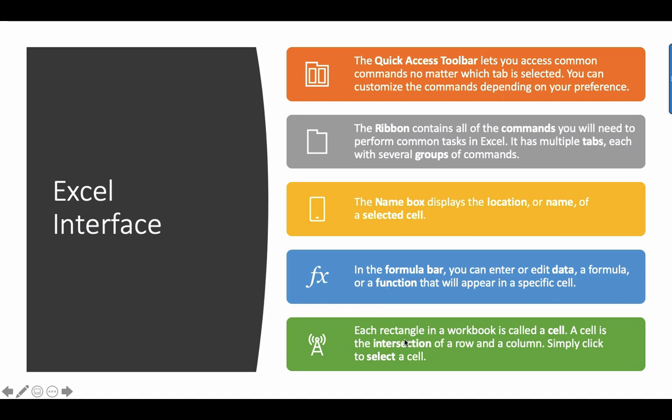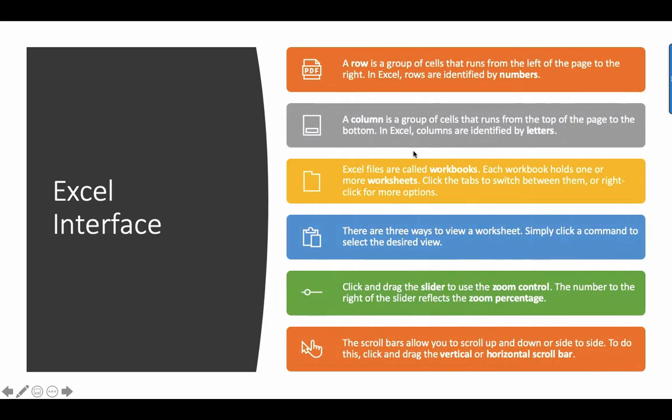Next, each rectangle in a workbook is called a cell. A cell is the intersection of rows and columns. Next is a row. A row is a group of cells that runs from the left of the page to the right. In Excel, rows are identified by numbers. A column is a group of cells that runs from the top of the page to the bottom, and it's identified by letters.